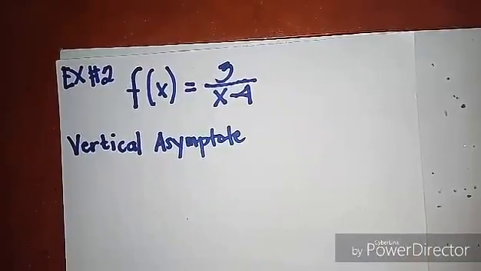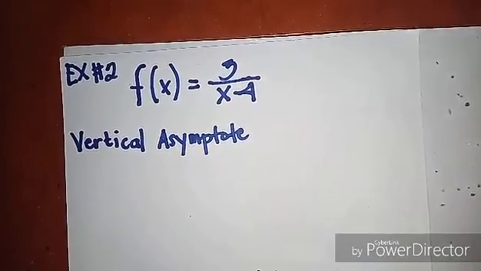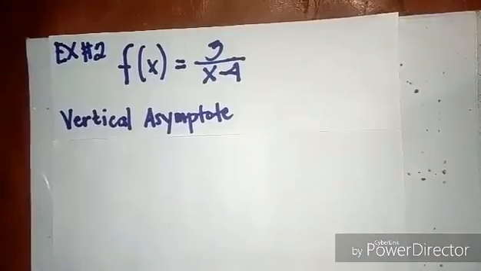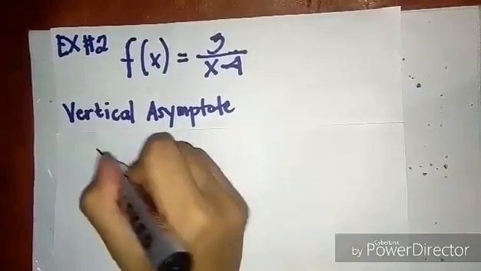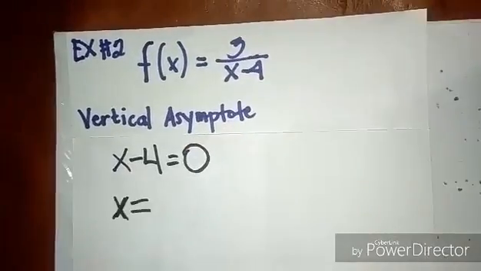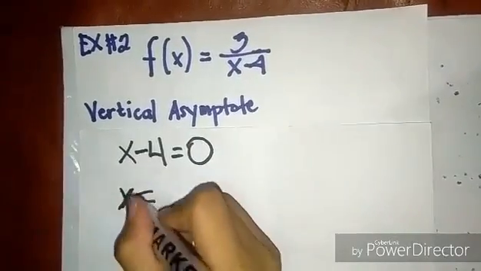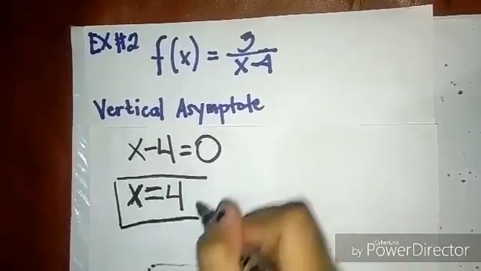Example number 2. f of x equals 3 over x minus 4. The vertical asymptote: equate the denominator to 0. So x minus 4 equals 0, so x equals 4. So this is our vertical asymptote.